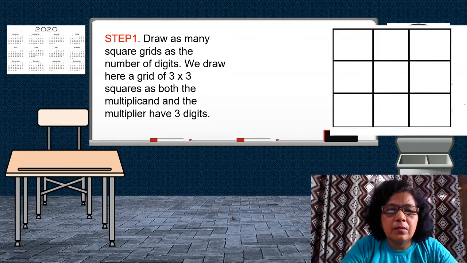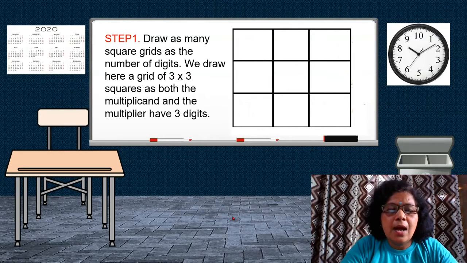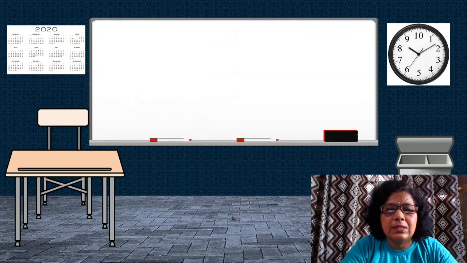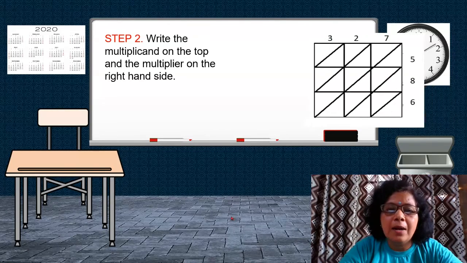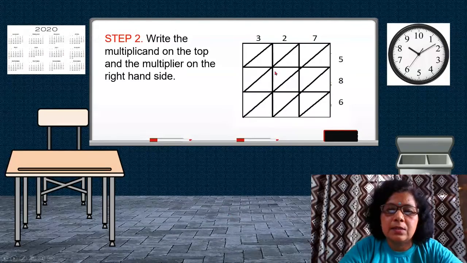Step 1. Draw as many square grids as the number of digits. We draw here a grid of 3 into 3 squares as both the multiplicand and the multiplier have 3 digits. Step 2. Write the multiplicand on the top and multiplier on the right hand side. 327 as the multiplicand on the top, each digit on each block, and 586 on the right hand side.